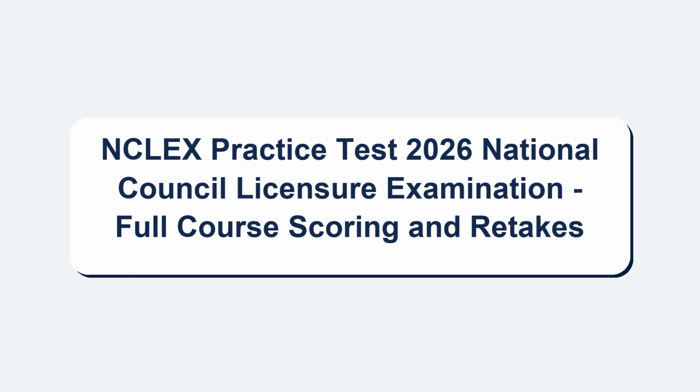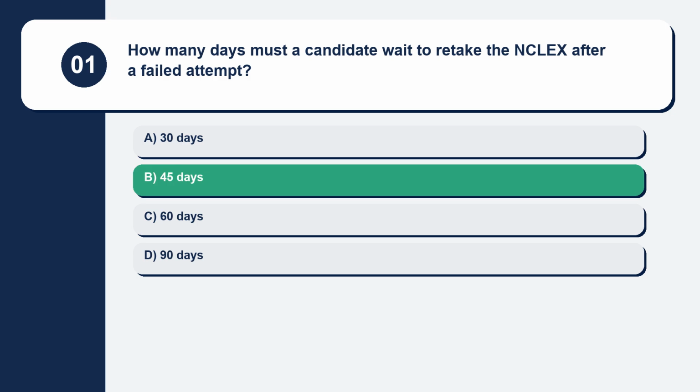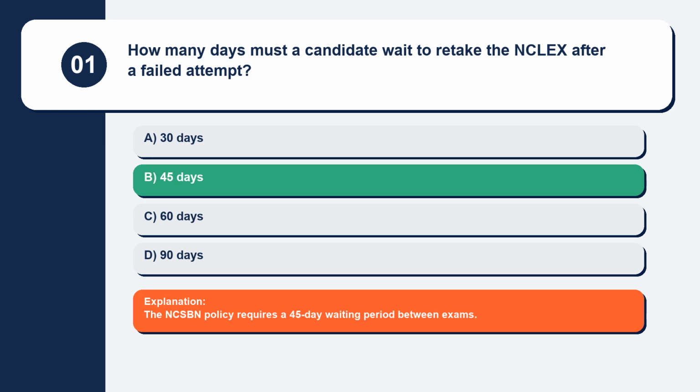NCLEX Practice Test 2026, National Council Licensure Examination, Full Course: Scoring and Retakes. Question 1. How many days must a candidate wait to retake the NCLEX after a failed attempt? 30 days, 45 days, 60 days, 90 days. The NCSBN policy requires a 45-day waiting period between exams.